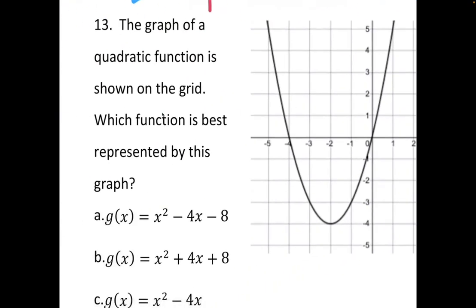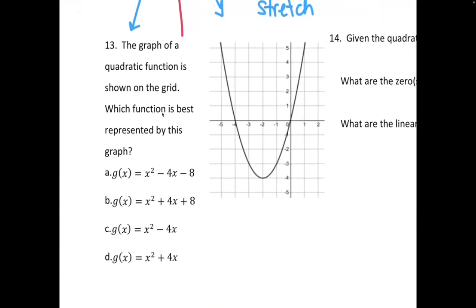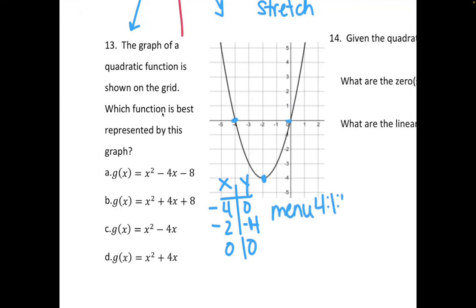Number 13 gives us a graph. Now, which one of these is represented? You could graph all of these if you like to see which ones match, or you could do list and spreadsheets if you wanted, right? We have 4 points here, -4, 0, -2, -4. So like we did on number, I think it was number 2, we did list and spreadsheets. You could do menu 416. Or again, if you wanted to graph all 4 of these to see which one matched, it will be D.